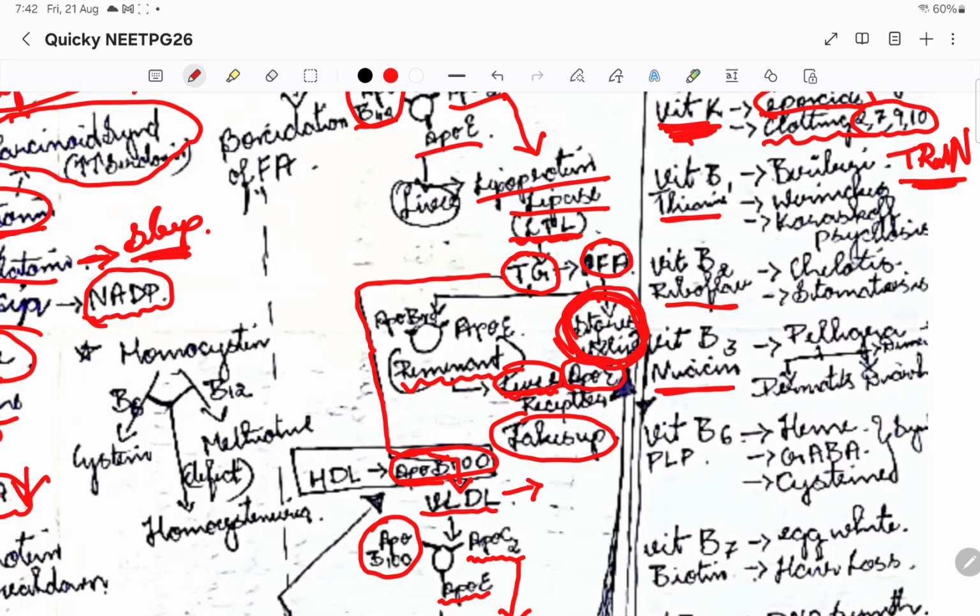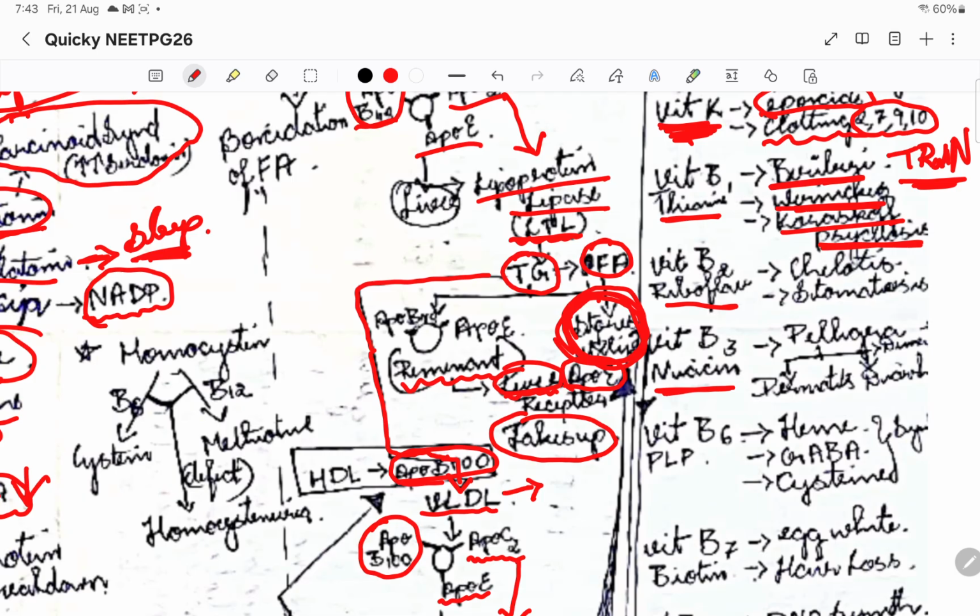What are they talking about? When thiamine is deficient, we'll be seeing beriberi, wet beriberi and dry beriberi. Wet beriberi is nothing but CVS abnormalities, whereas dry beriberi is CNS abnormality. Okay, remember in that way. Then there is Wernicke's encephalopathy, then there is Korsakoff psychosis, ataxia, and all these things can be seen when it comes to vitamin B1 deficiency.